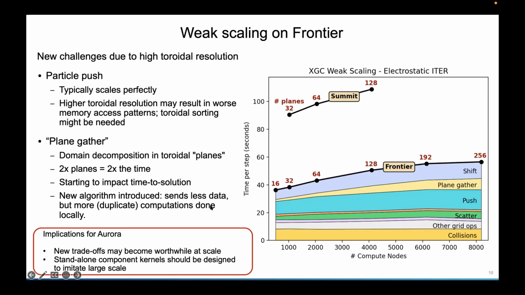But generally speaking, another implication for Aurora is that there are going to be new trade-offs that might become worthwhile at scale. And one thing I wish I had done is having these standalone component kernels that I discussed earlier, that they should be designed to imitate larger scales.